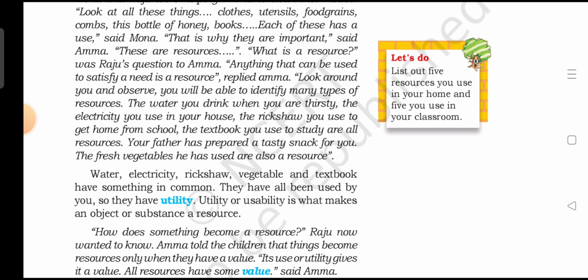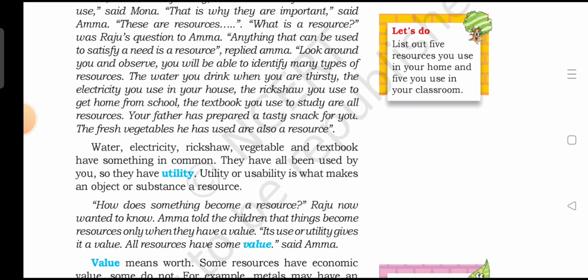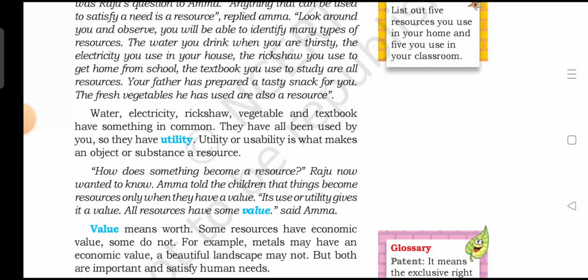Replied Amma. Look around you and observe. You will be able to identify many types of resources. The water you drink when you are thirsty, the electricity you use in your house, the rickshaw you use to get home from school, the textbook you use to study are all your resources, right, dear students?